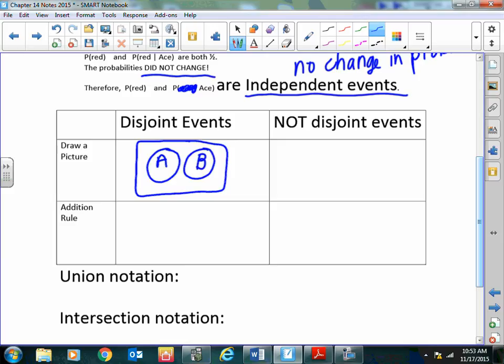Not joint. Okay? If things are not disjoint, then guess what they are? They are joint. So what would joint events look like? They would have some overlap where you could have A and B at the same time. You would have some intersection.